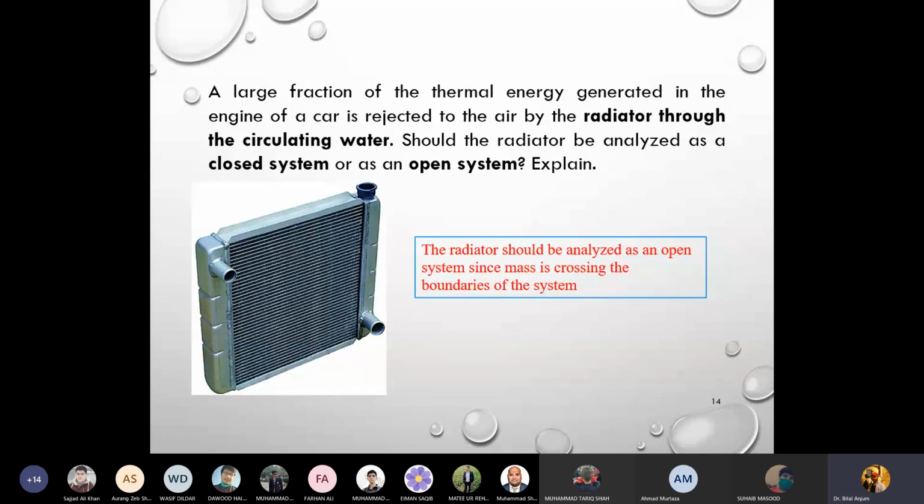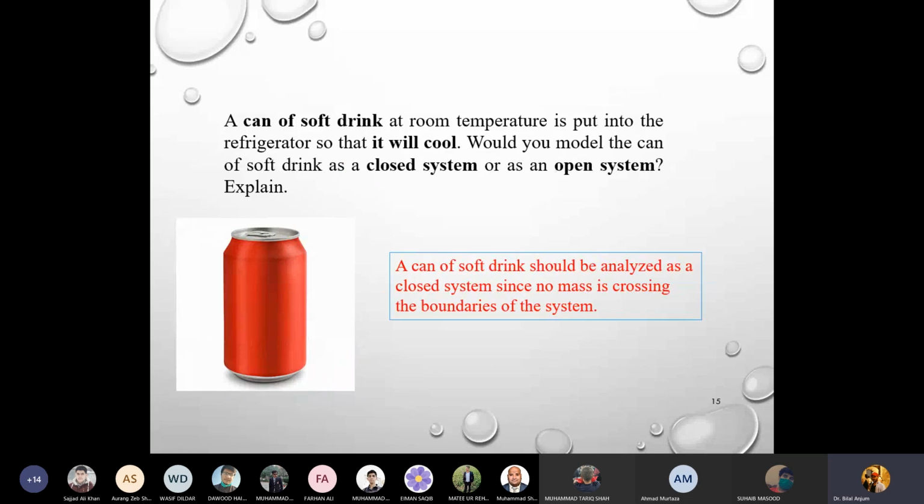Closed system. Those who are online, open system or a closed system? Closed system, sir. So you would have a can of soft drink to be a closed system because whatever is to be cooled down is placed within this container and the container itself is closed, so there is no mass entering the system. The only thing that is taking place is the energy transfer through the boundary of the can. Clear enough? Is it clear?